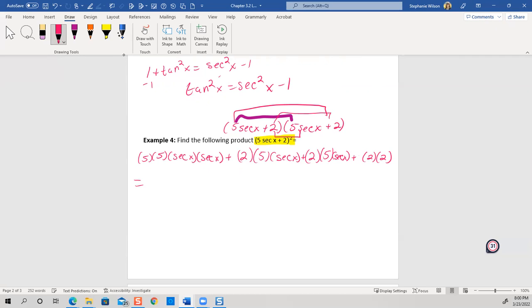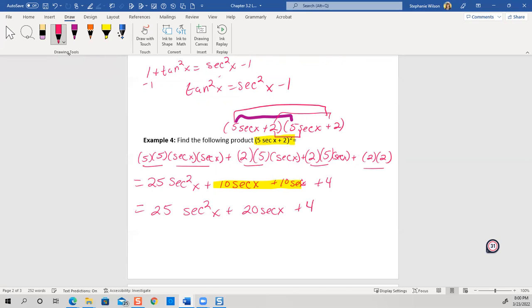Now I have 5 times 5 is 25. Secant times secant is secant squared. 2 times 5 is 10 secant x. 2 times 5 is 10 secant x. And 2 times 2 is 4. And now I have the middle: 10 plus 10. So I have 25 secant squared x plus 20 secant x plus 4. And that is my answer.